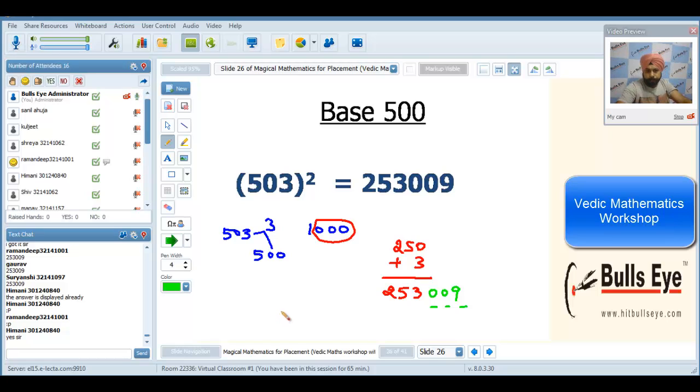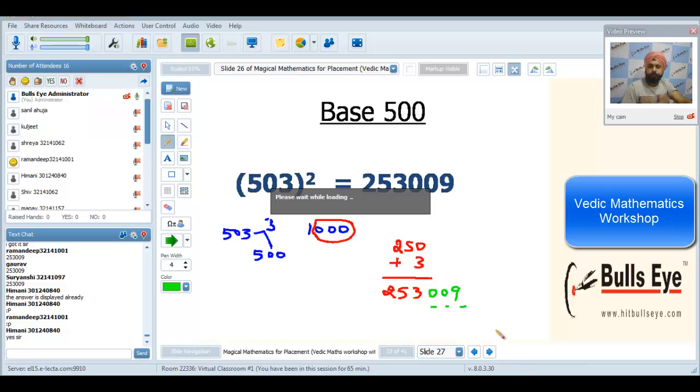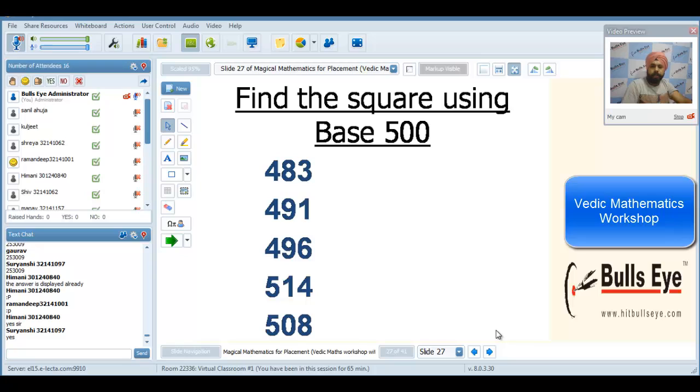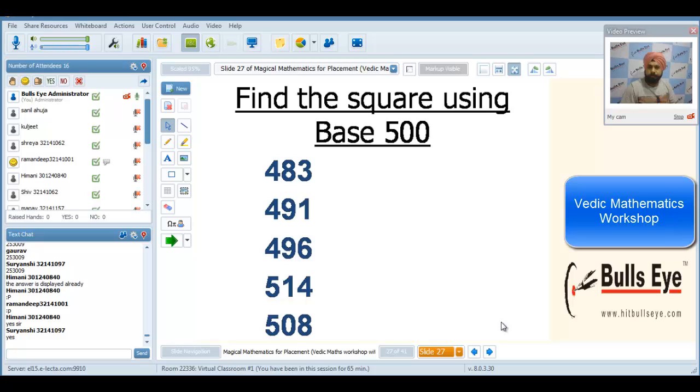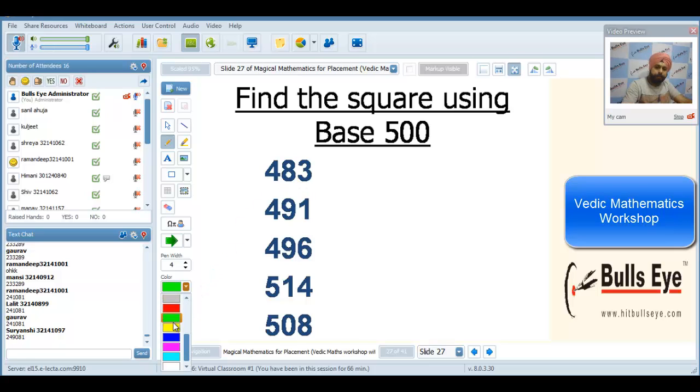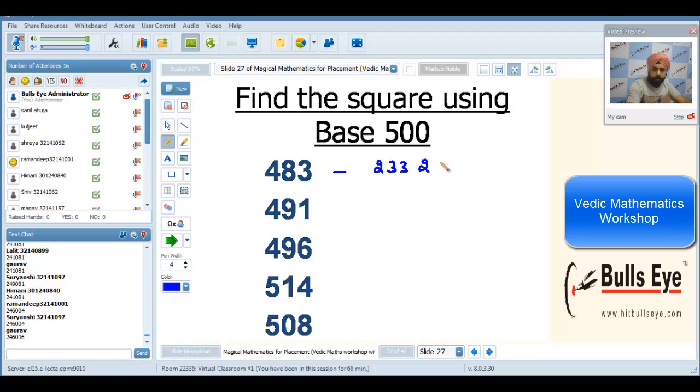So moving on. Answer this. Find the squares using the base 500 in this case. In order to answer this, it is 17 less than 500. So you subtract 17 from 250, 233, 289.